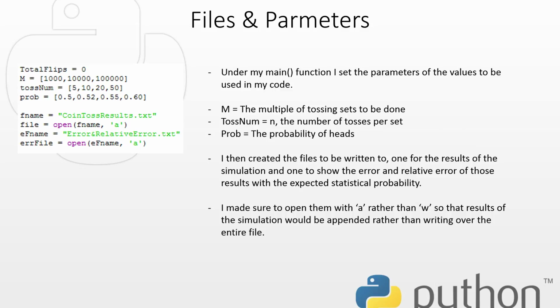Next, I set the parameters and created the files within main. I start off with an accumulator for total flips, which shows up later. But I have the parameters for m, n, which is toss num, and the probability of heads. I then created a file for coin toss results, and then a file for error and relative error, making sure to open them with append rather than write, so that each occurrence in the loop does not write over the entire file.